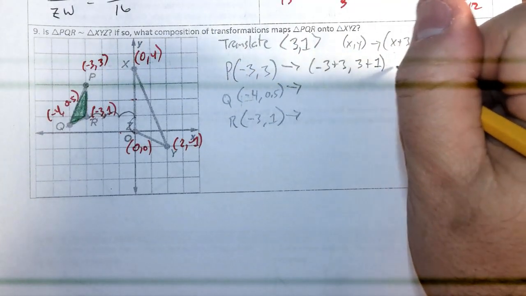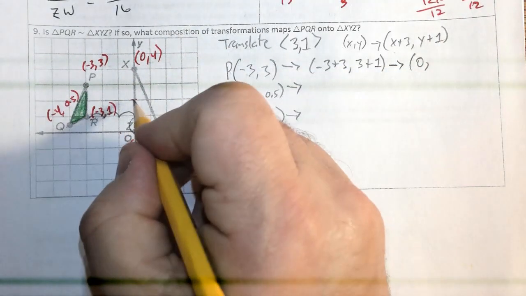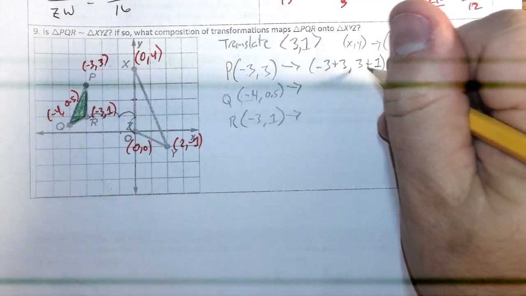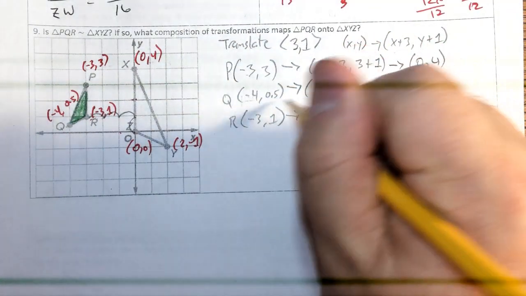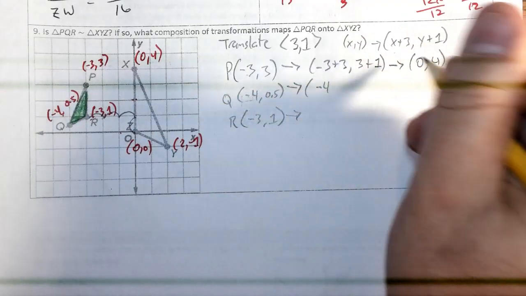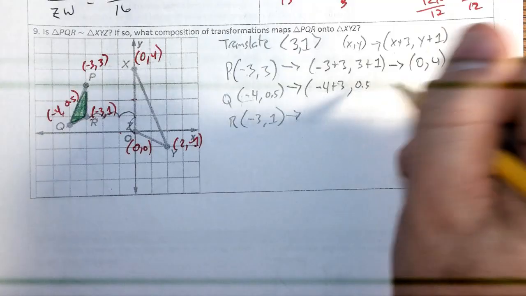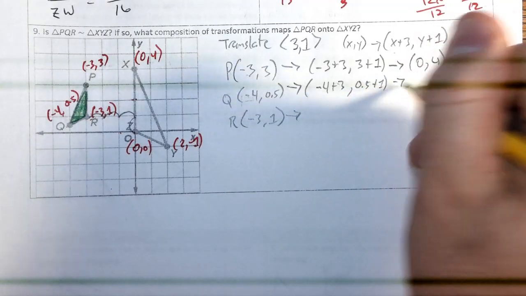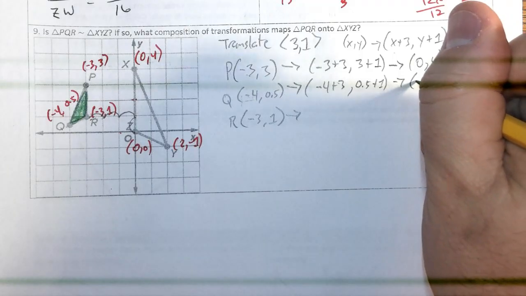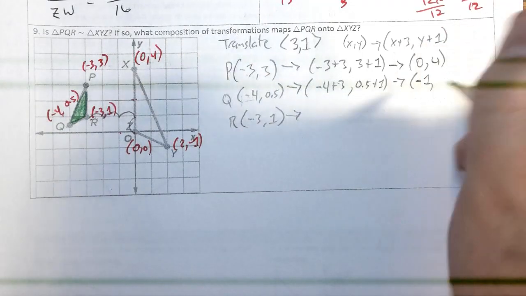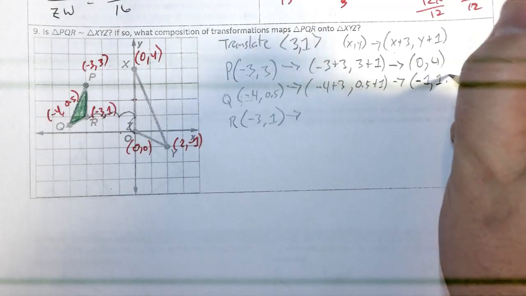So that takes us to -3 and +3 are 0. So we want it to be on that line, so that's looking good. 3 plus 1 is 4. Let's do this. X is -4 plus +3. Y is 0.5 plus 1. Easy enough. -4 and +3 make -1. And then 1.5 make 1.5.